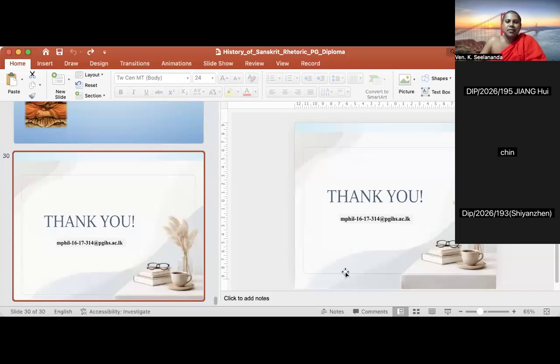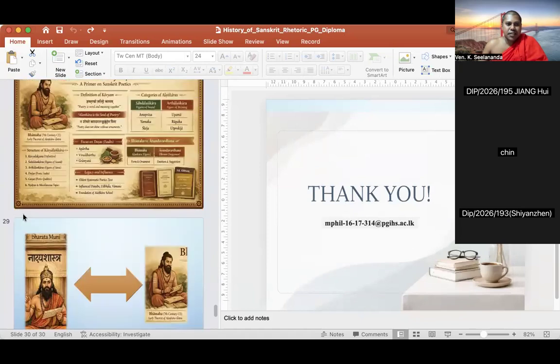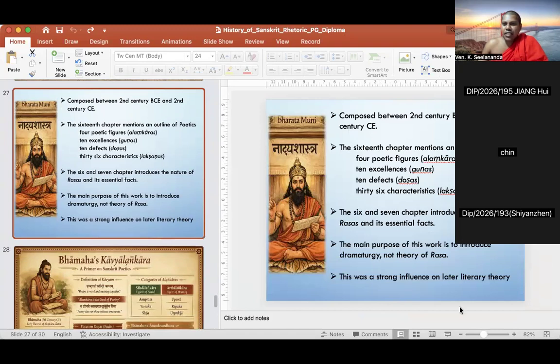Actually, the gunas and dosas are the components of Sanskrit poetics.